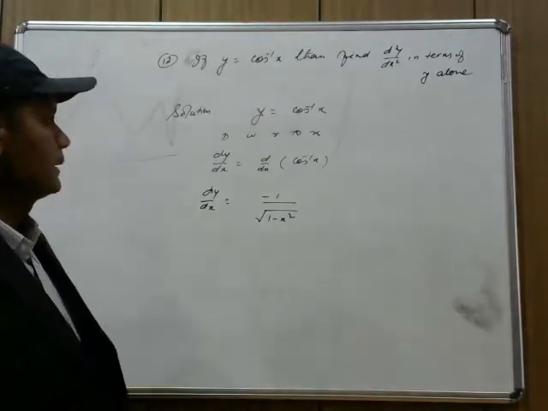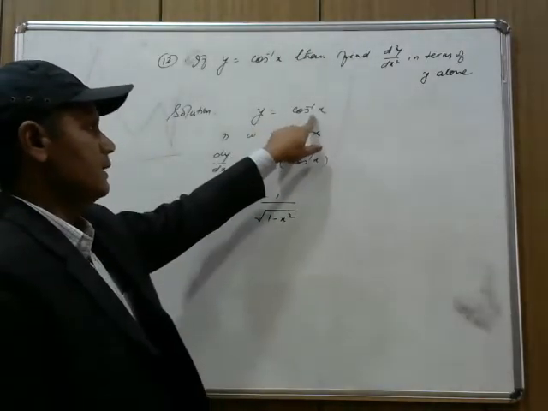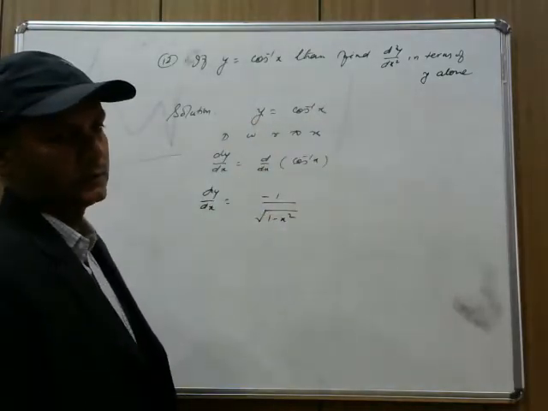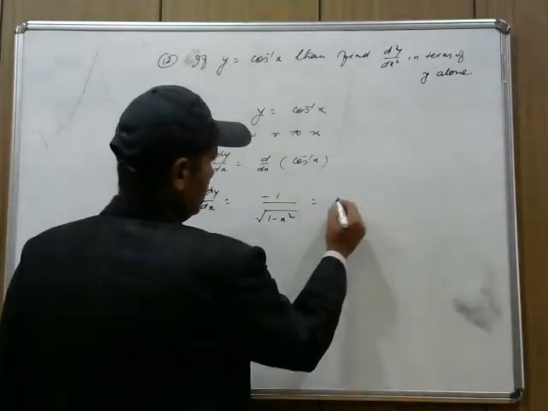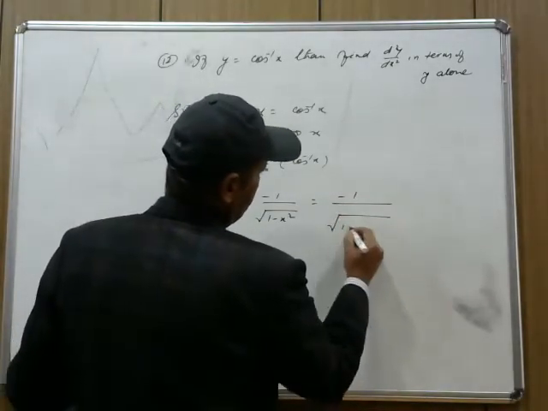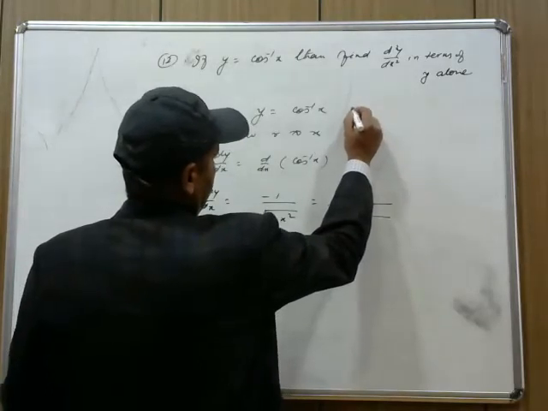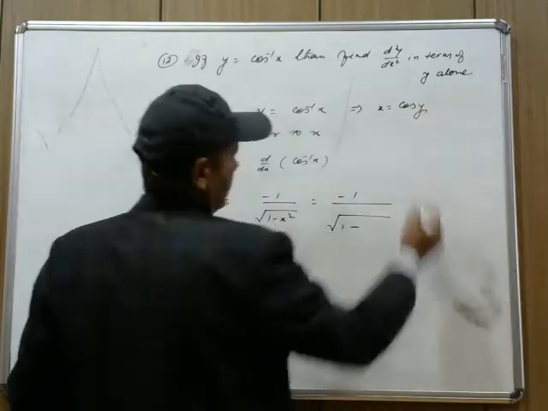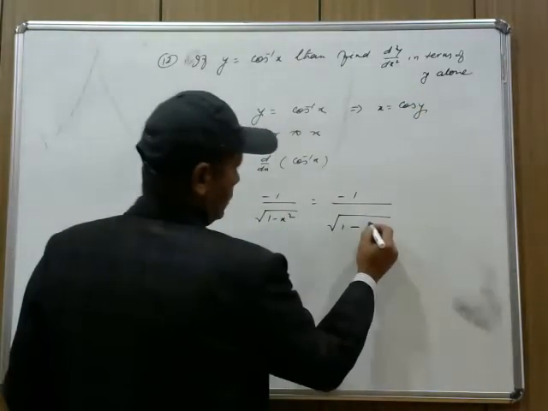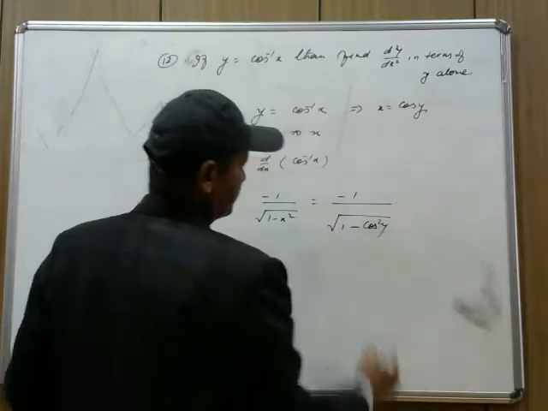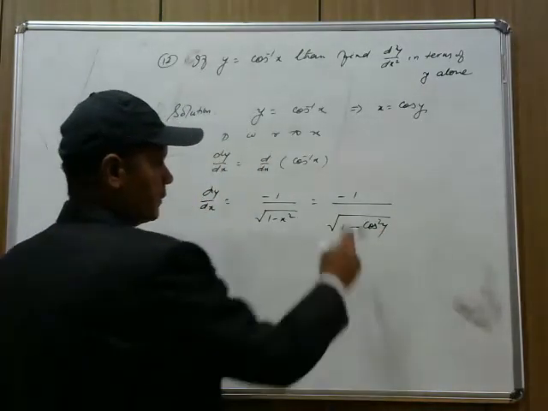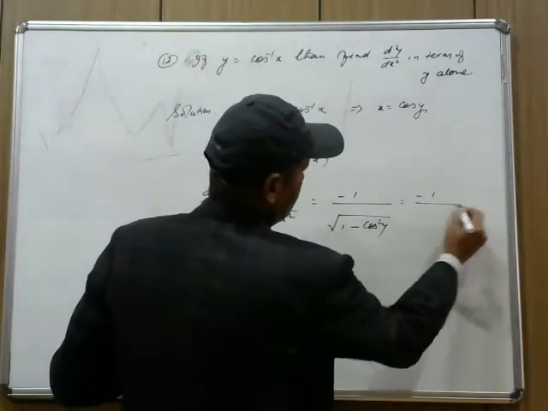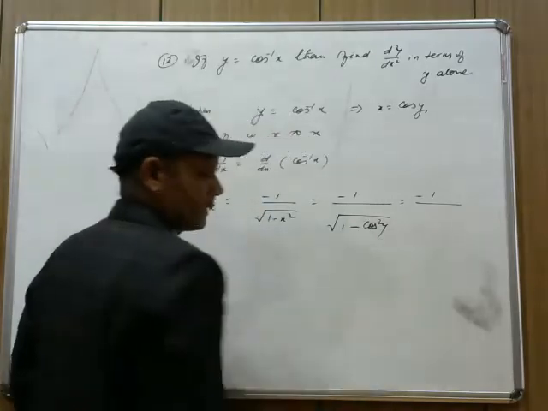That's why can I do one thing? y is equal to cos inverse x. This means cos y is equal to x. Can I write this now? Minus 1 upon under root 1 minus x square, and x is cos y, so I write 1 minus cos square y. Isn't it? Now tell me, minus 1 upon under root 1 minus cos square y. Can I write minus 1 upon under root sin square y?